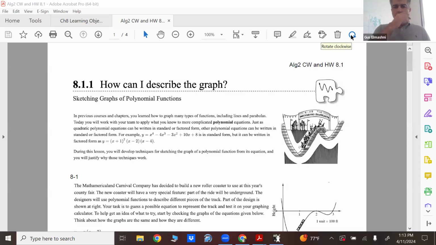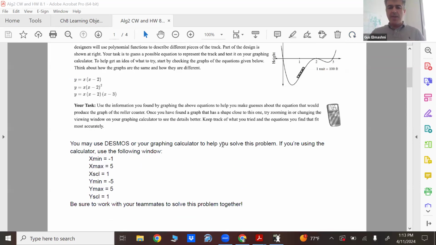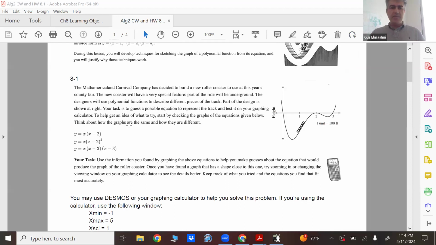Recording in progress. Okay, so this unit is about sketching graphs of polynomial functions. And what we're going to do is just read certain paragraphs. There's an activity, but we'll kind of avoid that. I'll just do a lesson instead with you guys, just so we get this done quickly, and then we can go outside and enjoy the beautiful weather.